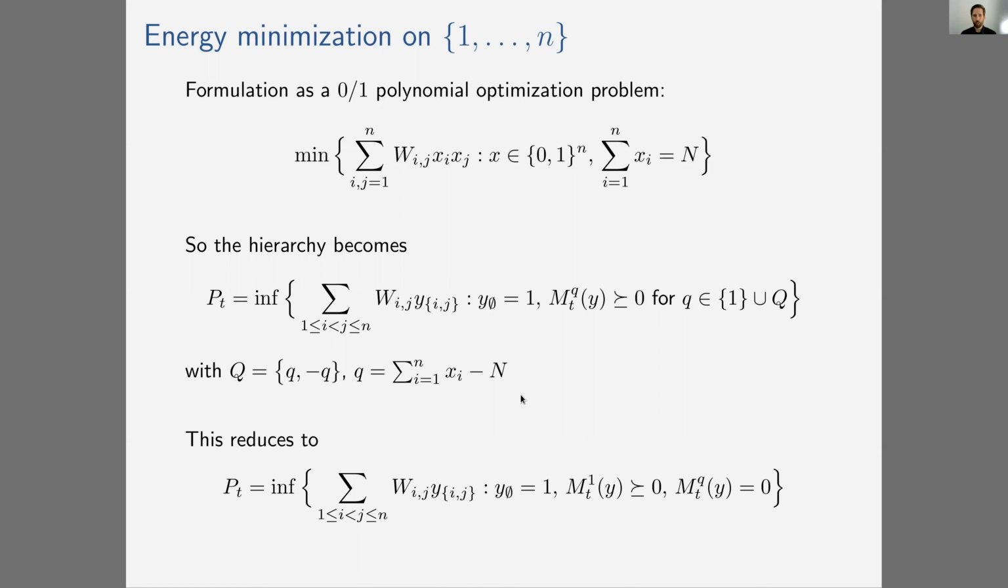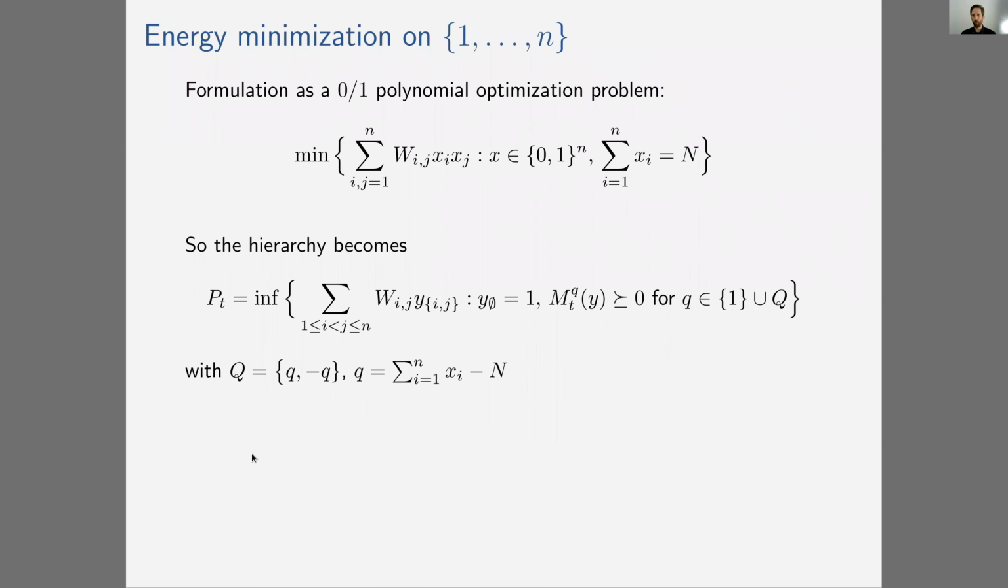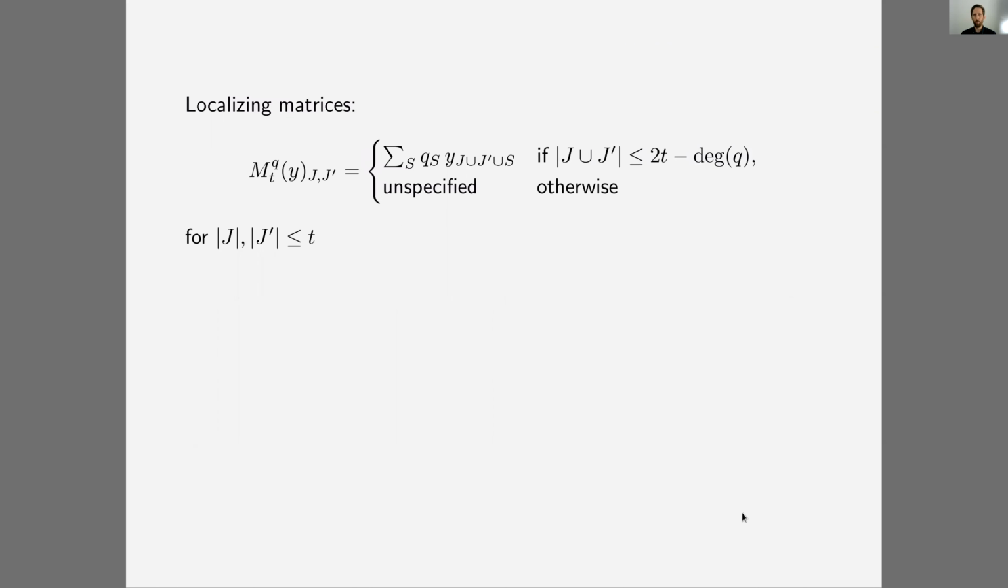And now we can reduce it. If you think about how this localizing matrix was defined, if you put a minus sign in front of q, that just becomes a minus sign in front of the matrix. So we just get minus this matrix. And if a matrix is positive semidefinite and negative semidefinite, then it must be exactly equal to 0. So we get these constraints. Okay, so again here is the definition of localizing matrices.